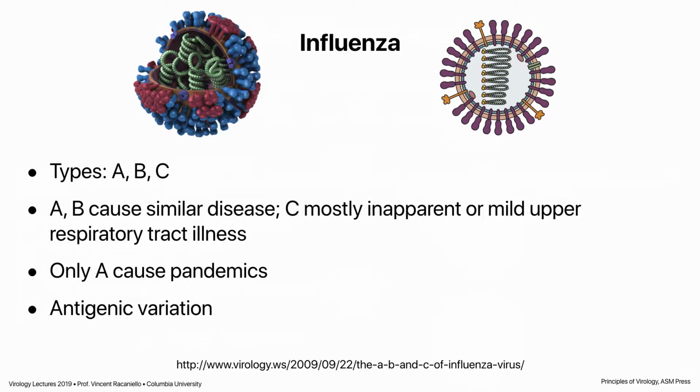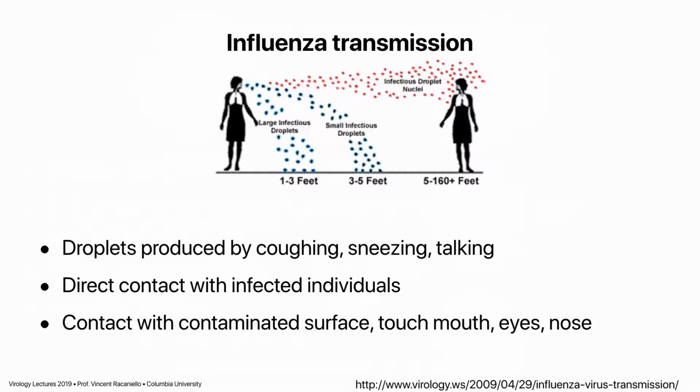influenza A and B. And only influenza A causes pandemics, which is a global epidemic where a new virus is introduced, it spreads globally, and many, many people get infected. B does not cause those pandemics. And a highlight of influenza is that it undergoes extensive antigenic variation from year to year and every 20 or 30 years as well. It's transmitted by aerosols produced by coughing, sneezing, and talking.